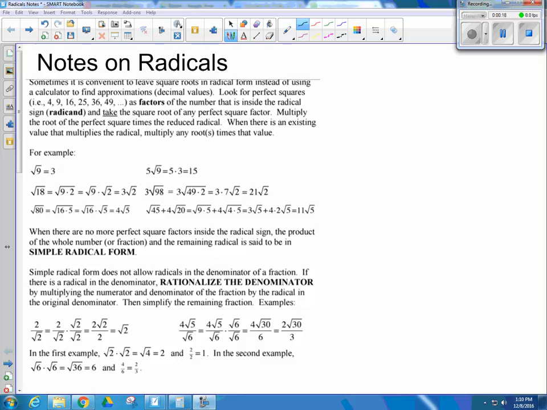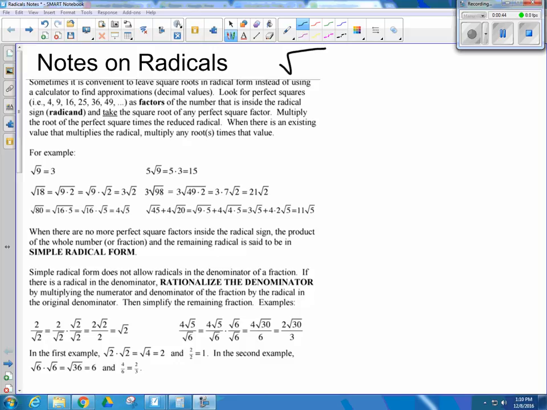Sometimes it's convenient to leave square roots in radical form, meaning it's left in this form instead of using a calculator to find the approximate decimal. So instead of 4.82739 and so on, I want it left in radical form, as a square root. What we need to do is look for perfect squares that are factors of the number under the square root. So let's remind ourselves, what are perfect squares?